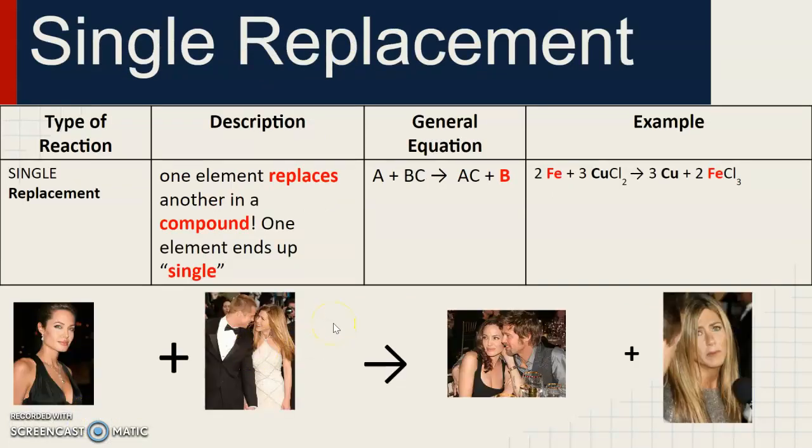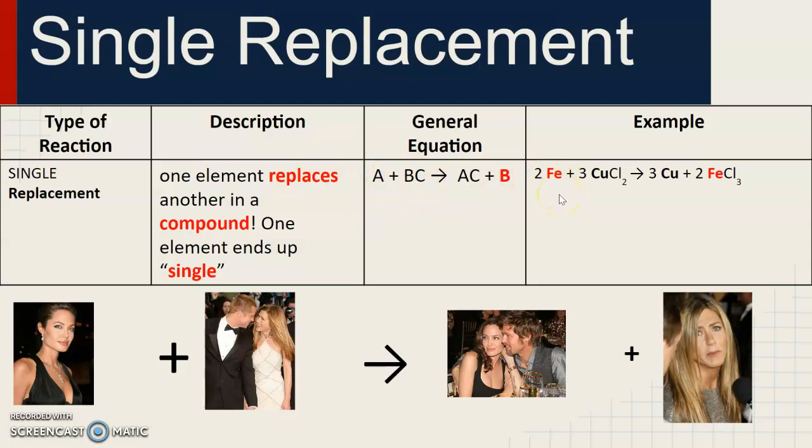All right, single replacement. So this is our third type of reaction. This is when one element replaces another in a compound and one element ends up single. Okay, so we're doing a little bit of a switcheroo. Our general equation is A plus BC will yield AC plus B. So if you look here, our reactants are A and BC, and on the other side we have AC plus B. So this A snuck in, bonded with this C, and then the B got left out to be single. Okay, there's only one switcheroo happening here, right? We're getting one replacement.